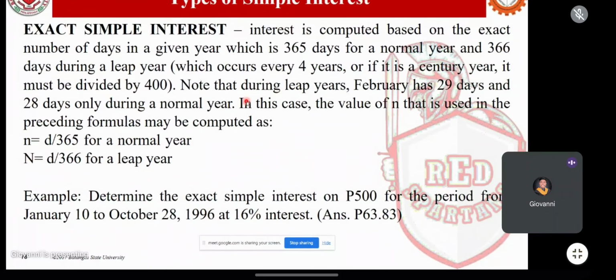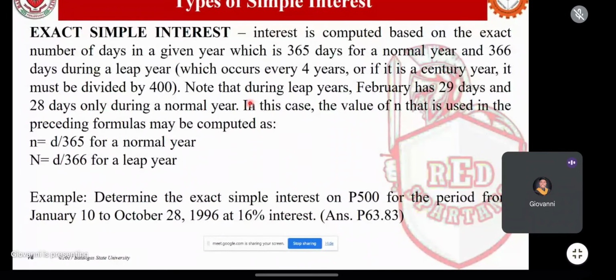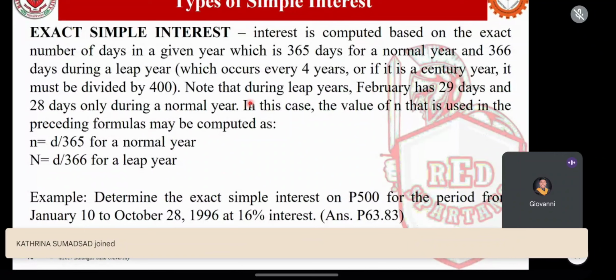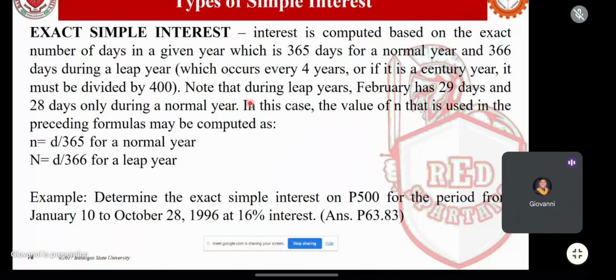So how do we identify if ang ating year is a leap year or a normal year? So when we divide the year by 4 and we get an exact number, ang ating year is a leap year. So again, when we divide a year by 4 and the answer is an exact number, ang ating year is a leap year.